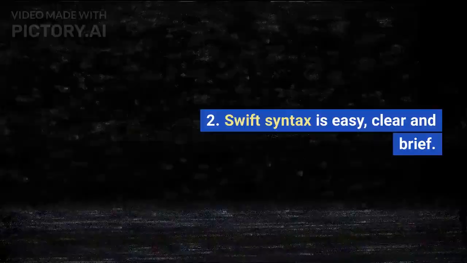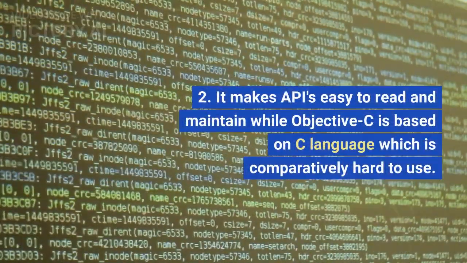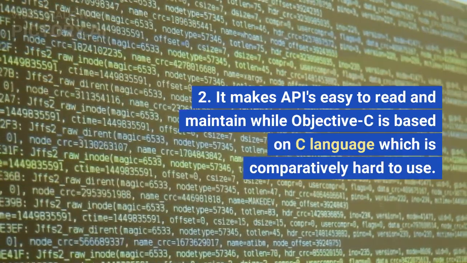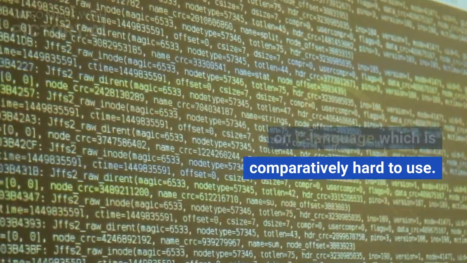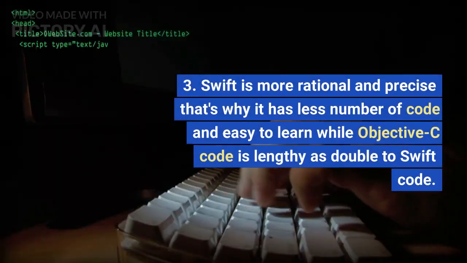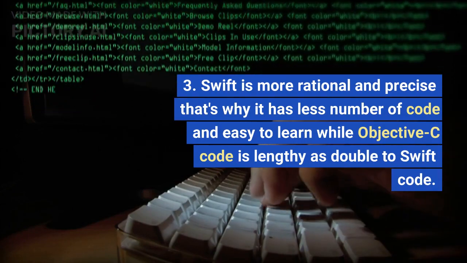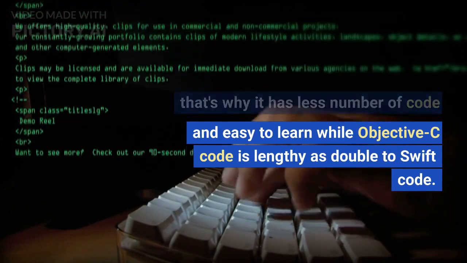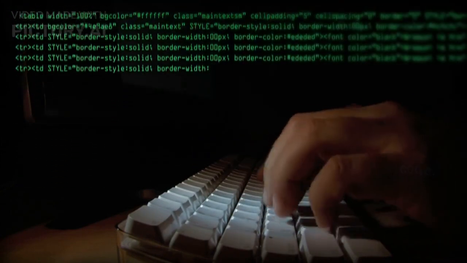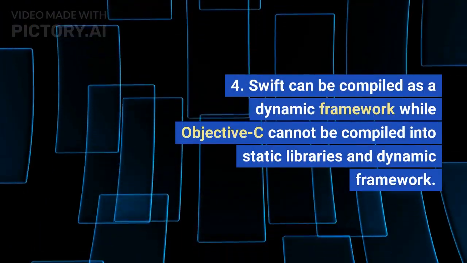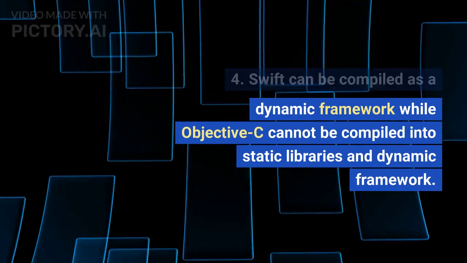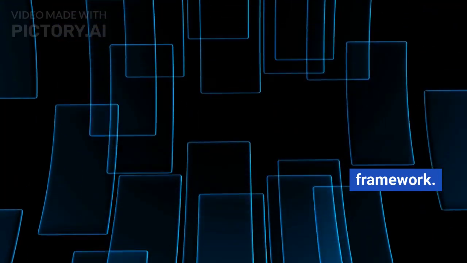2. Swift syntax is easy, clear and brief. It makes APIs easy to read and maintain, while Objective-C is based on C language, which is comparatively hard to use. 3. Swift is more rational and precise, that's why it has less code and is easy to learn, while Objective-C code is lengthy, double the Swift code. 4. Swift can be compiled as a dynamic framework, while Objective-C cannot be compiled into static libraries and dynamic framework.